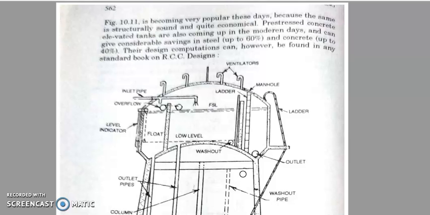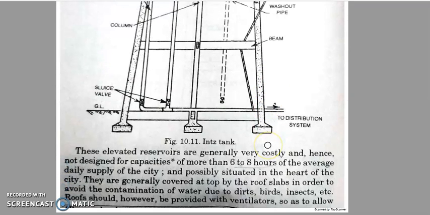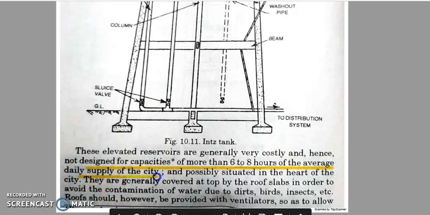Pre-stressed concrete elevated tanks are also used nowadays, and we are going for pre-stressed concrete tanks mainly because the saving in the steel is up to 60% and the saving in the concrete is up to 40%, and the thickness of the wall is very thin. Compared to the regular RCC tanks, these are very thin sections, right? And these reservoirs are generally very expensive in the design, and not designed for capacities more than 6 to 8 hours of the average daily supply, right?